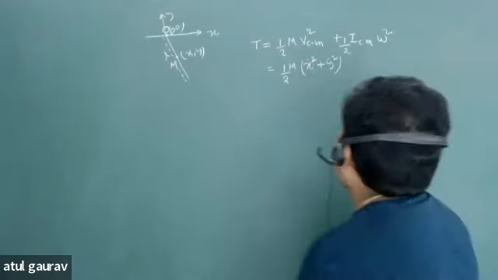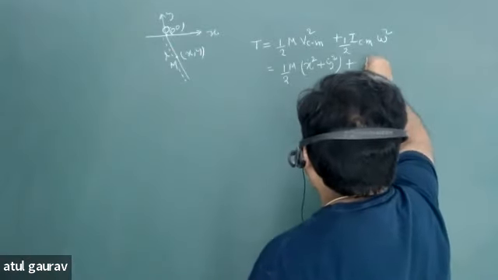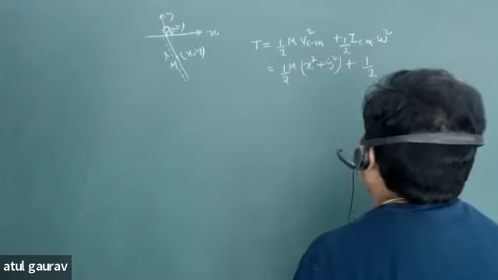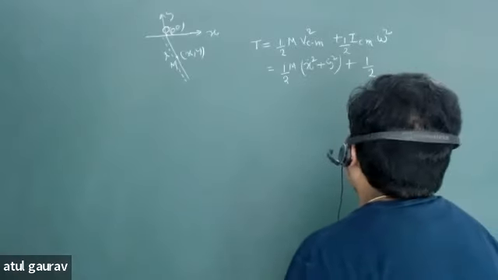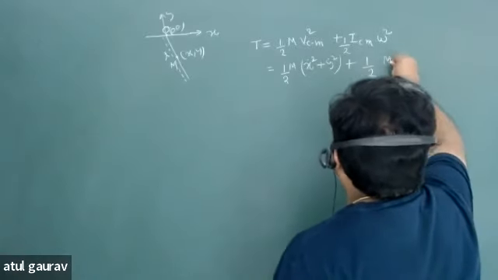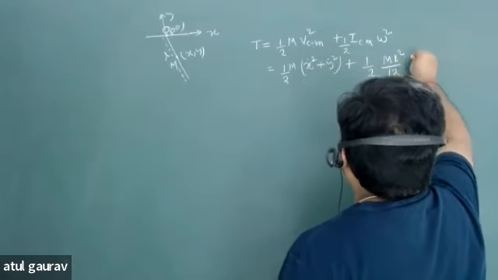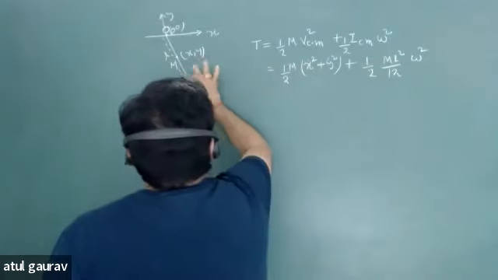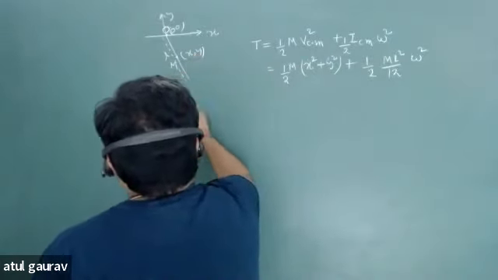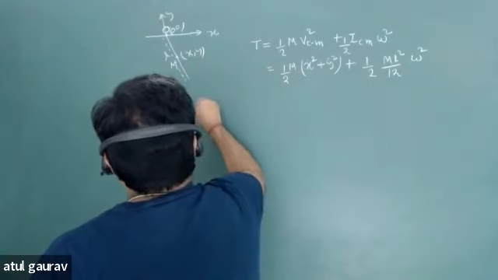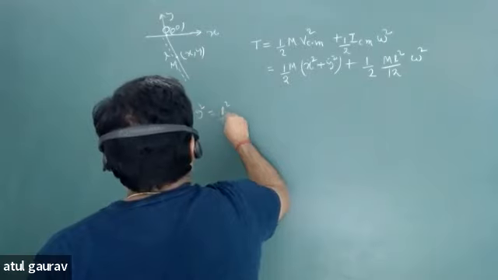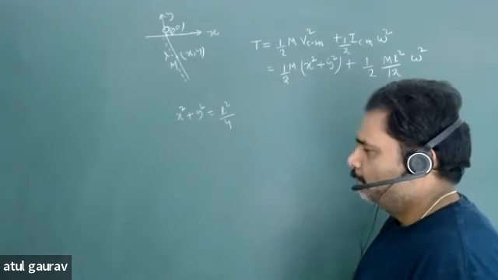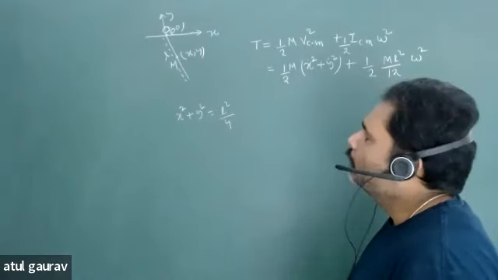Okay, next is half I_CM. What will be I_CM? What is it for a rod? In the last class we did it: m l square by 12. So the value is m l square by 12, and this is your omega square. Now look here. Can I write x square plus y square is equal to l square by 4? Can we write that? Yes, we can.